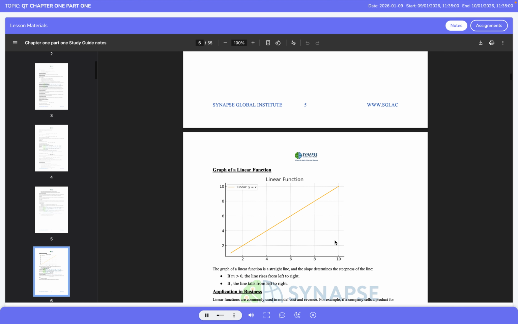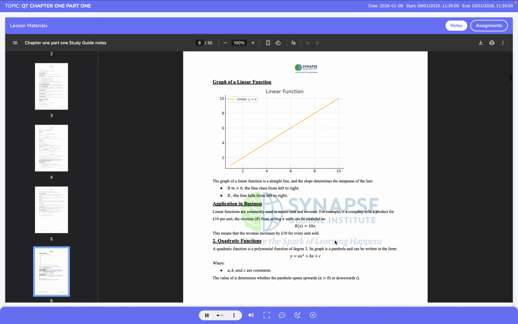When we look at the graph of a linear function, as illustrated in the diagram provided, the straight line clearly shows this constant rate of change. If m is positive, the line rises from left to right, and if m is negative, the line falls from left to right. This visual behavior is essential for interpreting trends in business data.